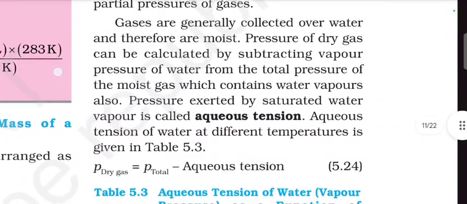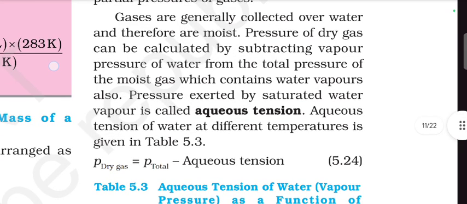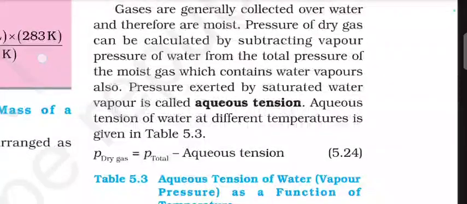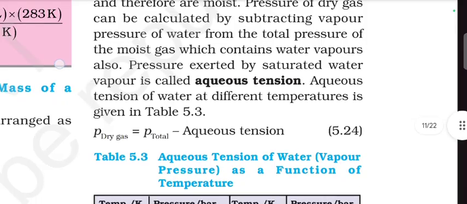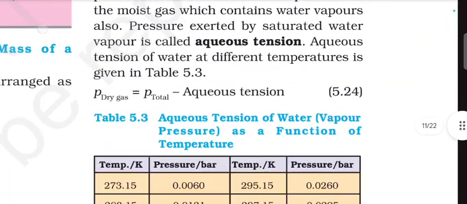Gases are generally collected over water and therefore are moist. The pressure of the dry gas can be calculated by subtracting the vapor pressure of water from the total pressure of the moist gas, which contains water vapors also. The pressure exerted by saturated water vapor is called aqueous tension. Aqueous tension of water at different temperatures is given in table 5.3.